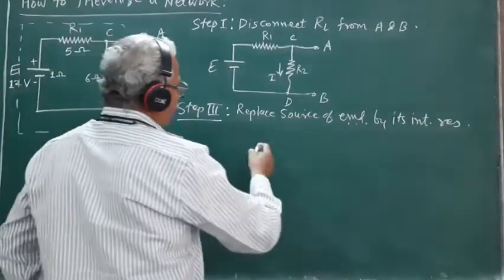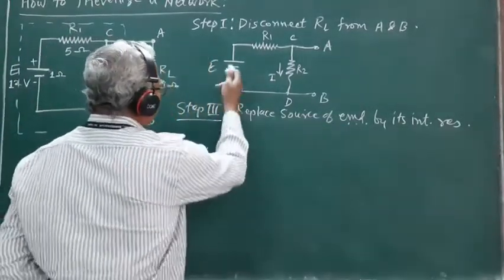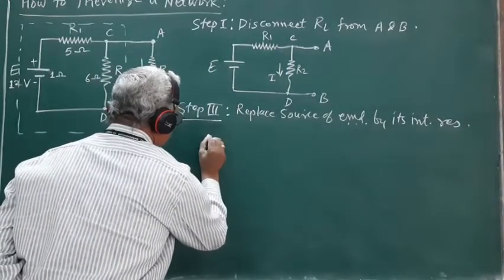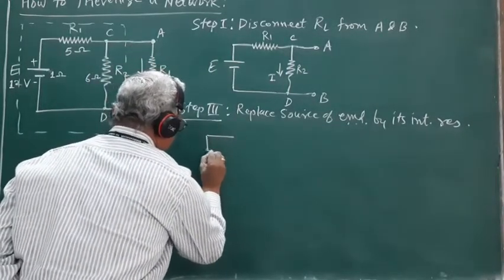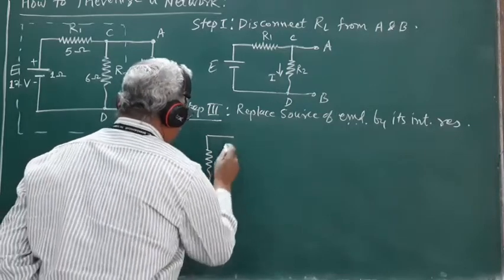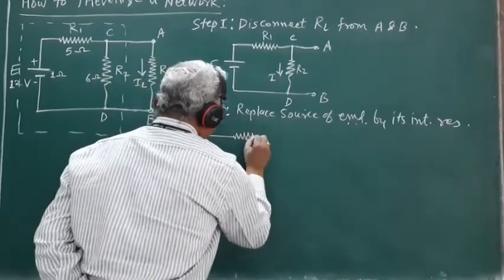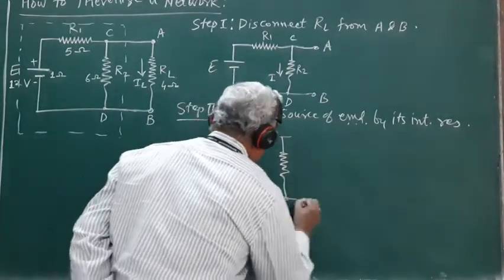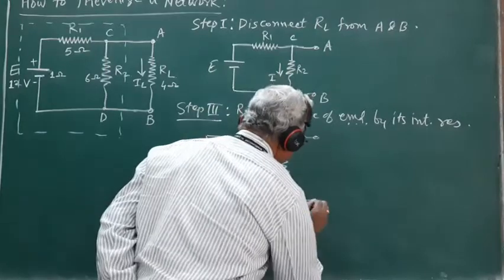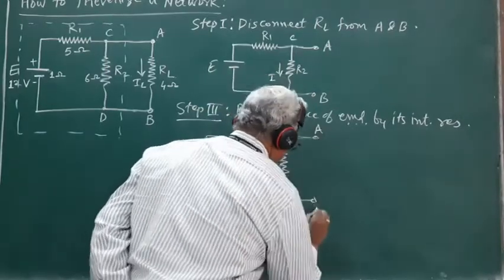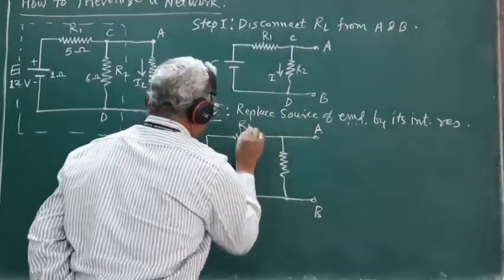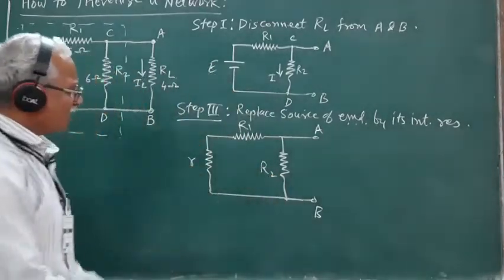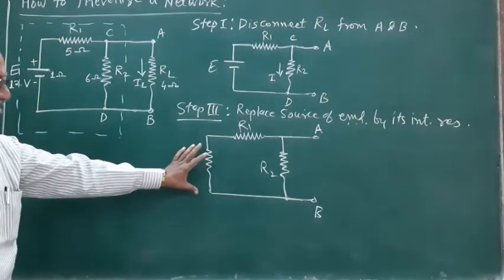So, if we replace the source of EMF by its internal resistance, the network that we will get will be of this type. This is 1 ohm, this is R1, this is R2, and we have the terminals A and B. So this is R1 here, R2 here, and let us say small r is the internal resistance of the source.